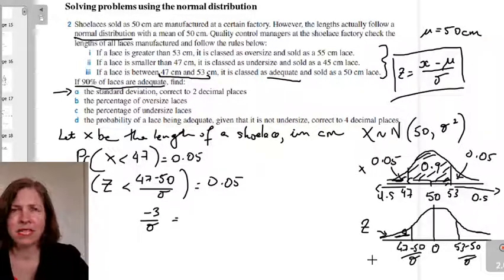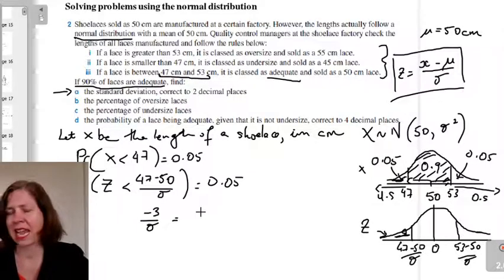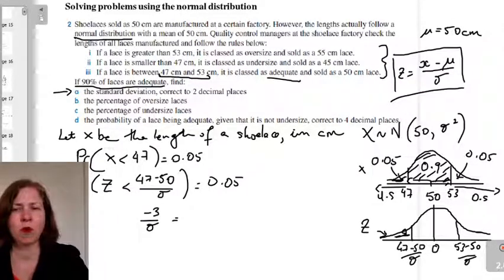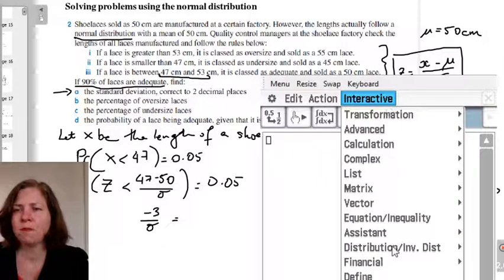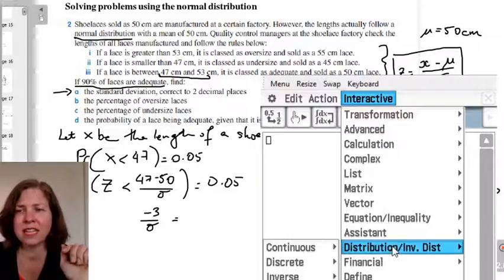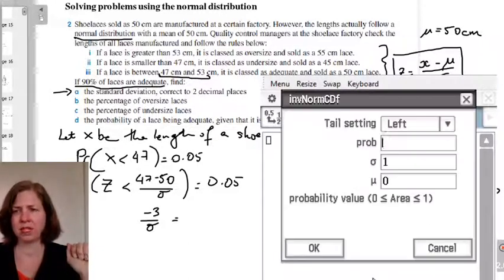My mean is 0, my standard deviation is 1, which means when I ask my calculator, what's the boundary such that the probability of being to the left of that value is 0.05, my calculator can answer that for me, and then I'll have a little equation that I can solve. So let's bring up CAS, and let's do this. I'm going interactive. I've got a known probability and an unknown boundary value, so that gives me an inverse. I need to use the inverse, and I'm in the normal.